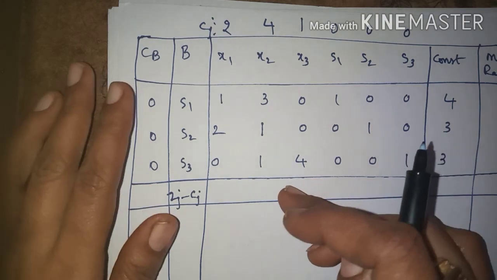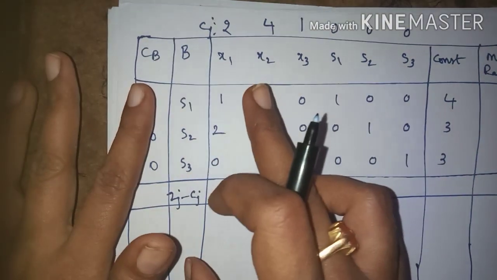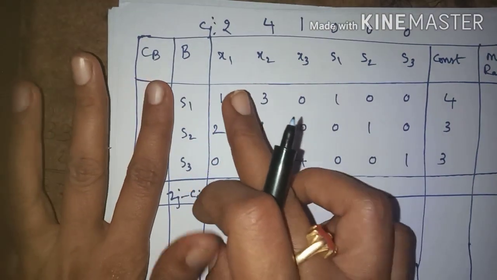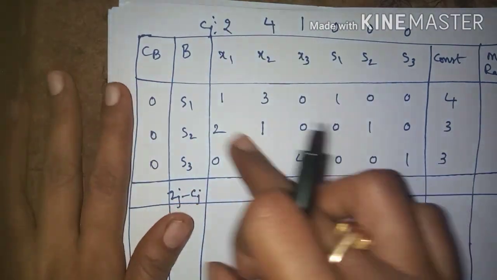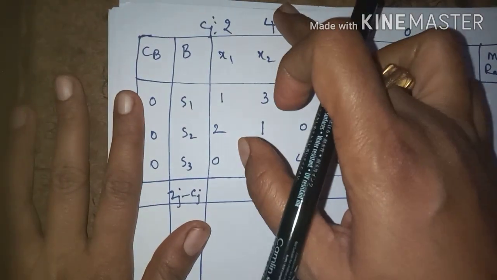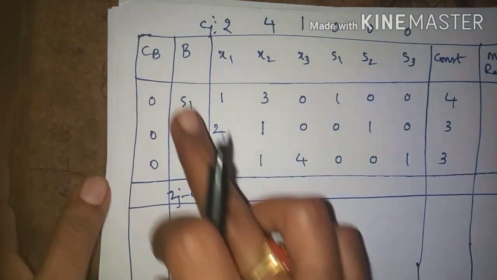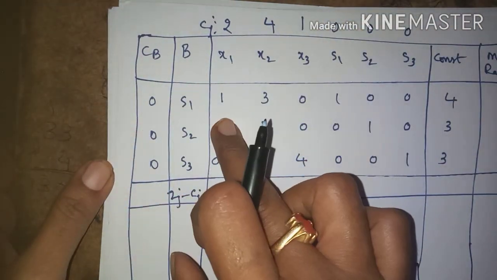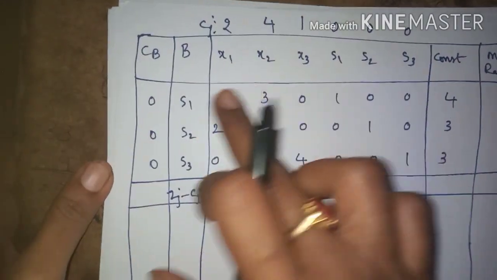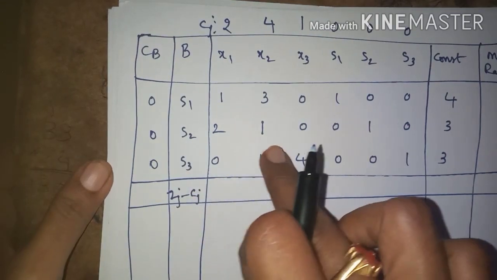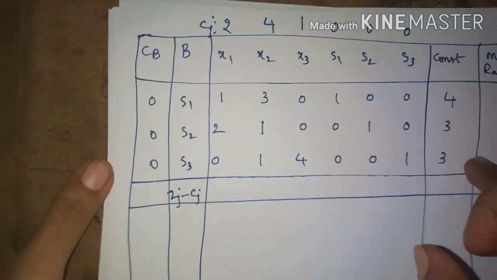How to calculate Zj minus Cj? Zj means CB column into first column minus the Cj element. Here CB column into second column minus the Cj element minus 4, like that. 0 into 1 plus 0 into 2 plus 0 into 0 minus 2. In the same way, 0 into 3 plus 0 into 1 plus 0 into 1 minus 4. Like that we have to calculate.